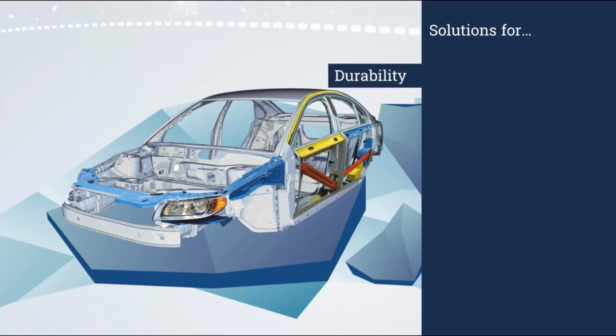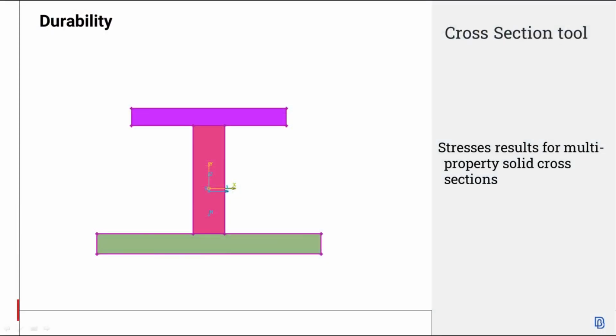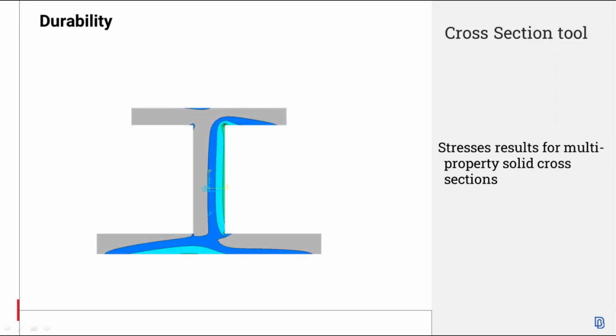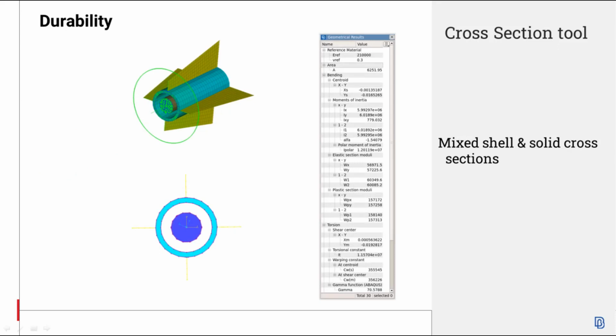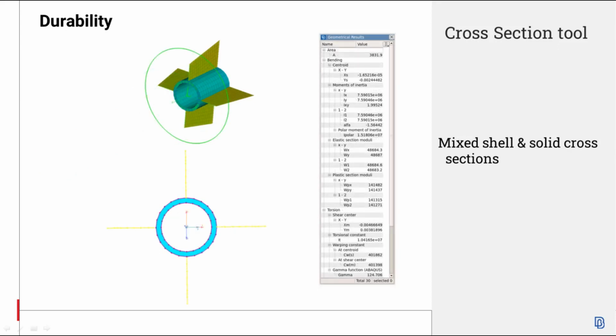Moving on to the disciplines and starting with durability. Stress results are now plotted for the calculation of the cross-sectional properties of non-homogeneous solid cross-sections through the FE and FE2D cross-solvers. The FE and FE2D cross-section solver can now solve mixed thin solid cross-sections.